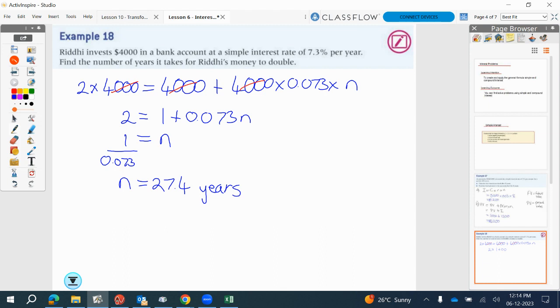How often is the interest given? Once per year. So for the whole first year, it's 4,000. So if we need it to double, in the 27th year, at no point has it doubled. So 27.4 doesn't mean anything.